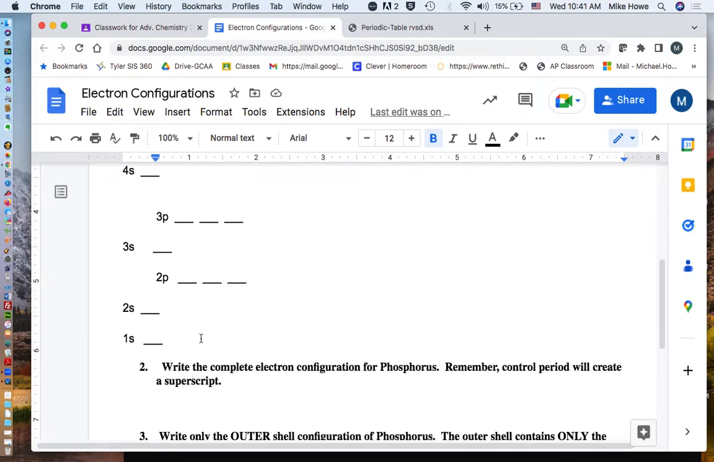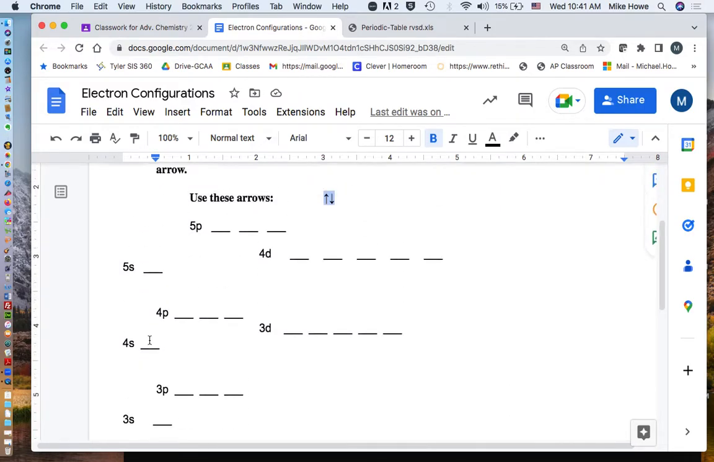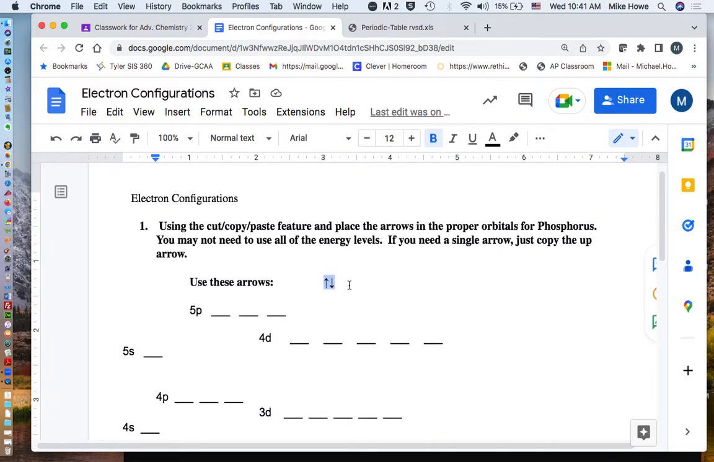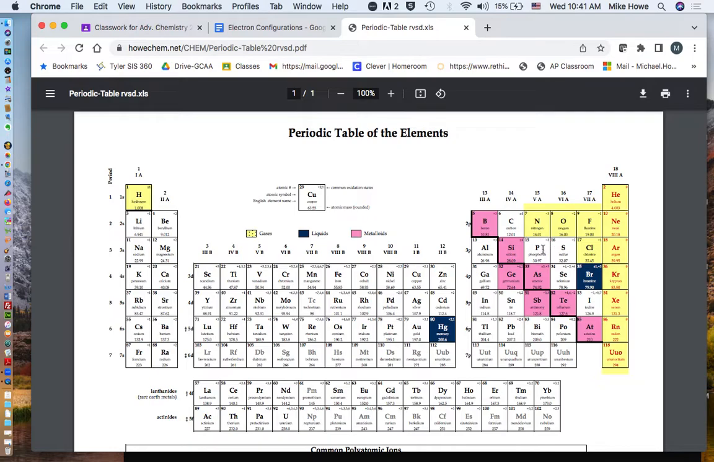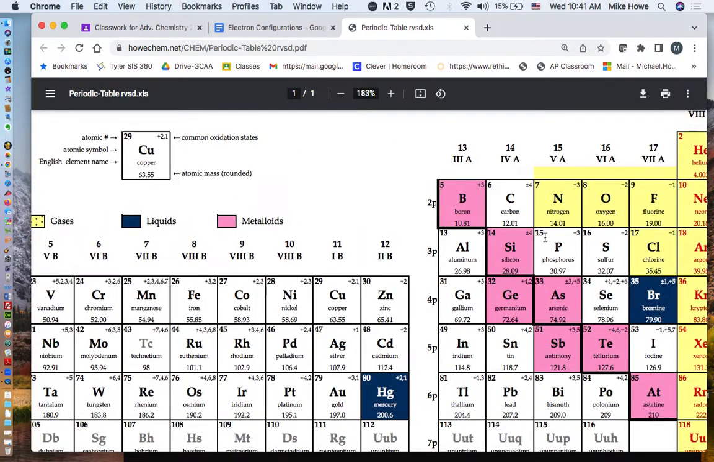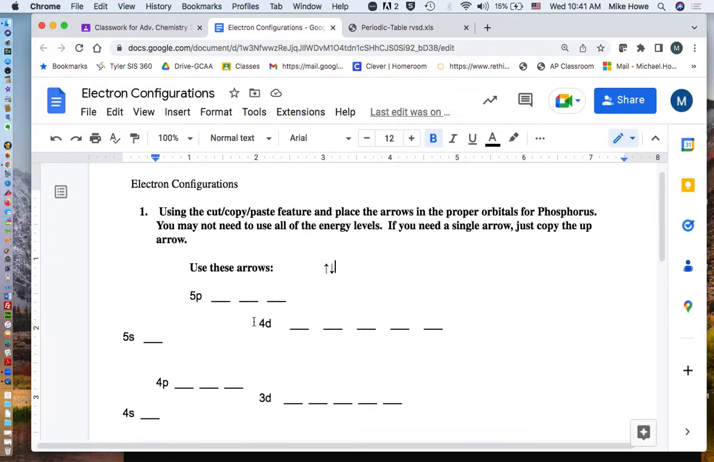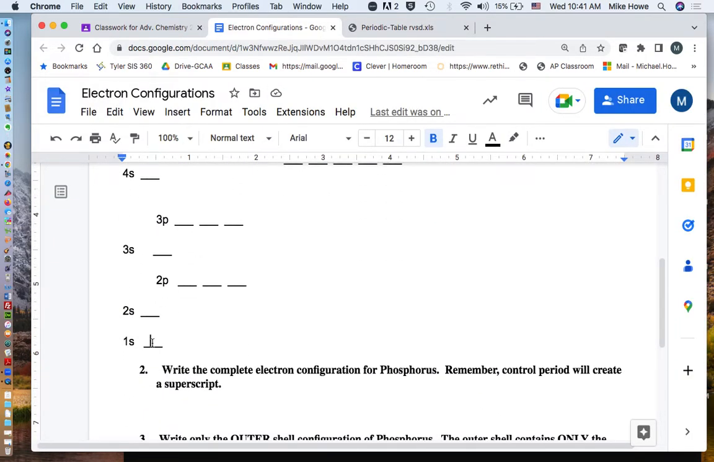What we're going to do is put the electrons in the proper place for phosphorus. So it says right here, phosphorus. To find phosphorus, I go to the periodic table, and it's element number 15. So that means it has 15 protons, and assuming there's no charge, it has 15 electrons. If it had a charge, the charge would be -3, and it would tend to gain 3 electrons, but it doesn't say that, so we're going to assume that the electrons equal the protons. So then I need to put in 15 arrows.